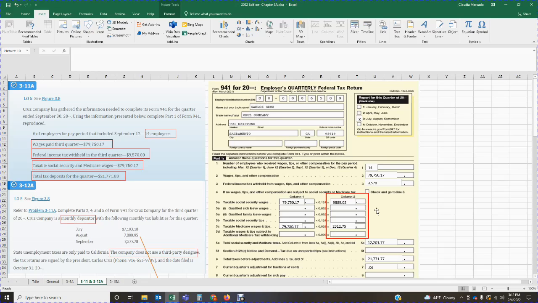Until next time, we will continue practicing because I know that the 941 can be confusing. We're going to continue practicing. That way we master this task and we can move forward.